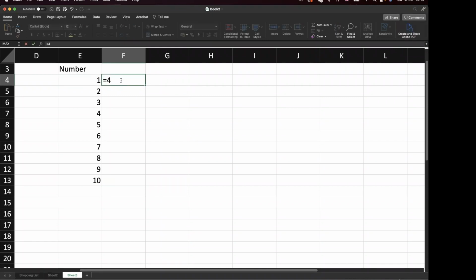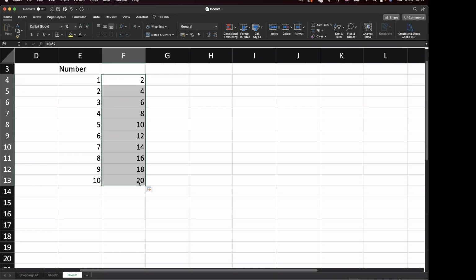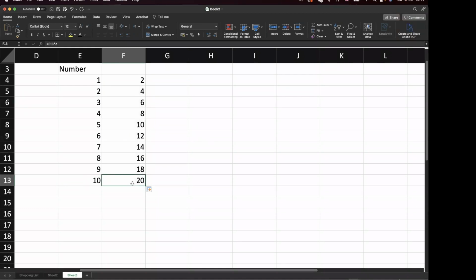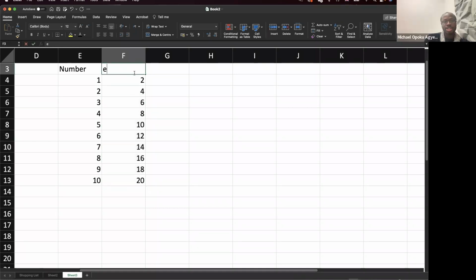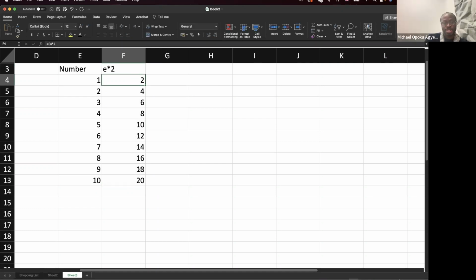Equals E4, then times 2. We're doing times, so it's times 2. Okay. So I can just use autocomplete and then it works, right? We can clearly see 10 times 2 is 20. What if, so I'll just put E times 2 in there, so we just see it. So we see what is happening, what the formula is about.